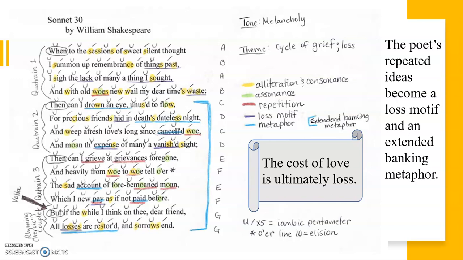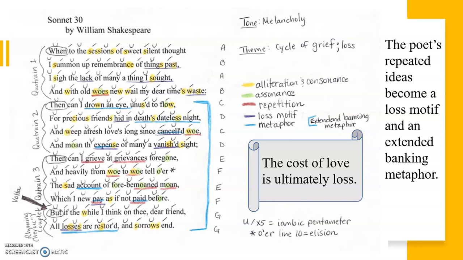This case is more about friends who are no longer around. And then we also get, of course, death, dateless night. Here we start to understand that he is mourning the loss of particular people or a particular person. And then in quatrain 3, pay, and the couplet, losses.